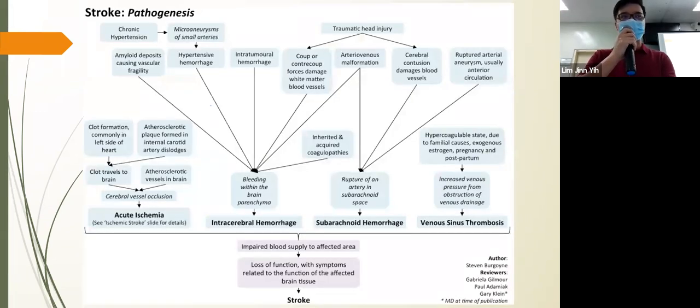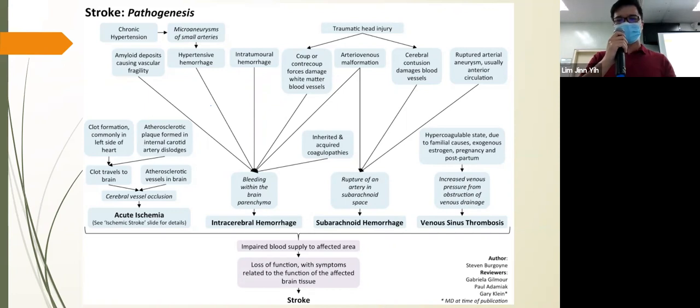For the pathogenesis of stroke, first we go to the ischemic stroke. Usually there's clot formation in the heart, and then the clot can travel up to the brain, causing a vessel occlusion and leading to ischemia. If it's not a clot, there can be an atherosclerotic plaque either in the ICA or within the cerebral vessel itself. If it's in the ICA, the plaque can be dislodged and also travel out.